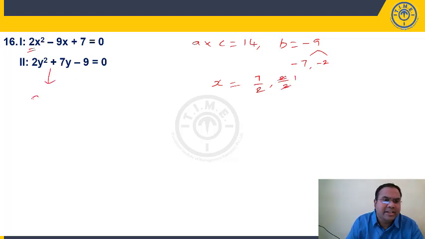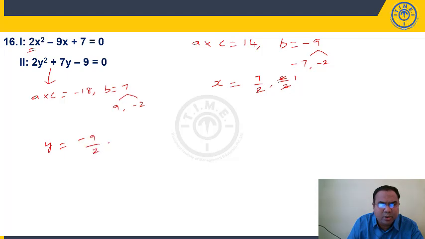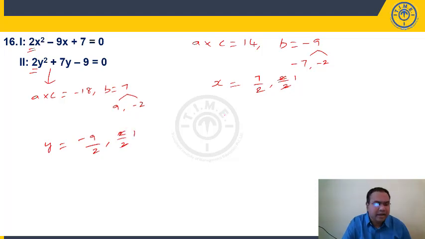Let us look at the second equation. What is a into c? Minus 18. What is my b value? 7. So a into c is negative, which means write b as the difference of 2 numbers. So we can write b as 9 and minus 2. 9 minus 2 is 7. 9 into minus 2 is minus 18. While writing the roots, you have to change the sign. Plus 9 will become minus 9 by 2. You have to divide with the coefficient of y square. And minus 2 will become plus 2 by 2. So it is 1, right?